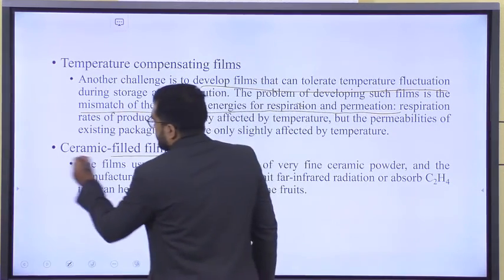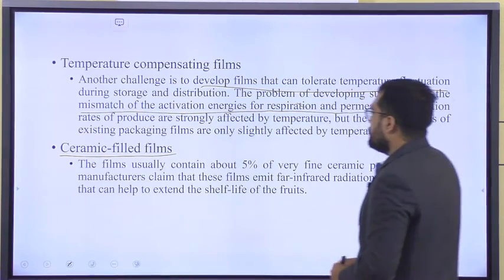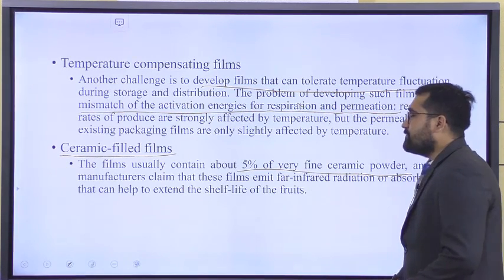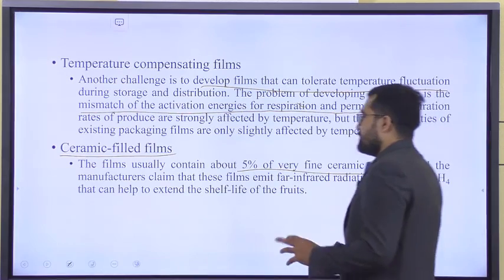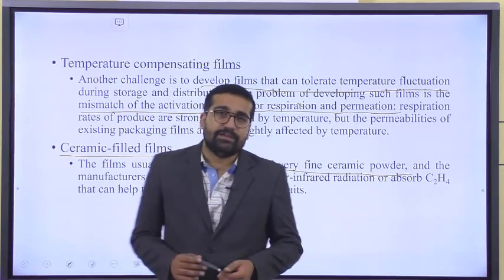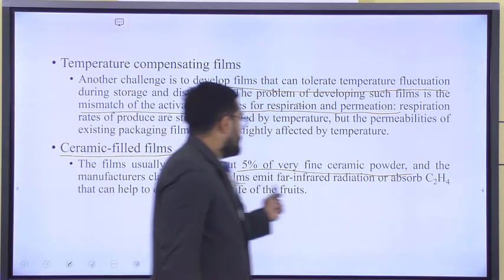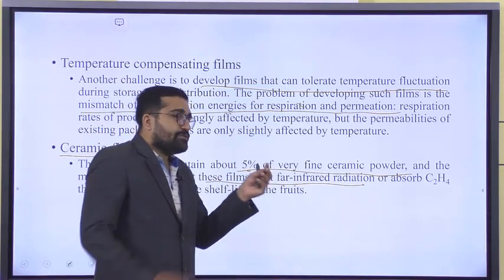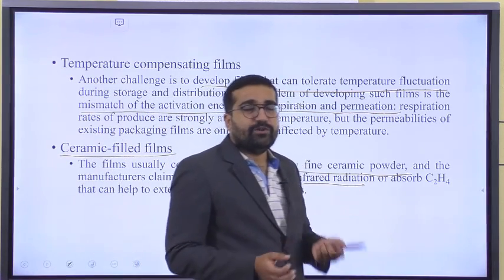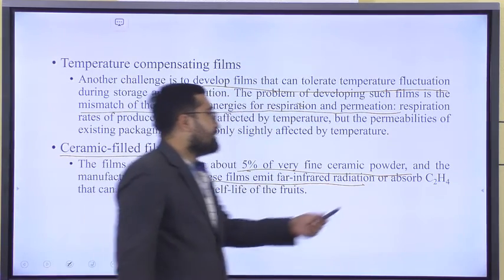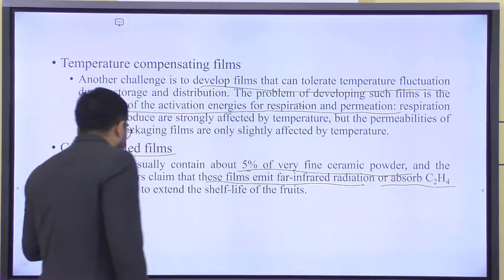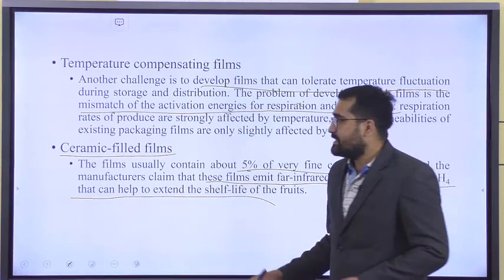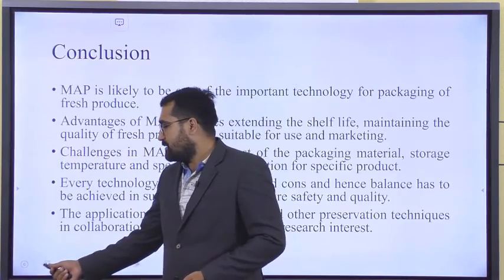Now next is ceramic filled films. So these films contain 5% of ceramic powder, and the manufacturer has claimed that it is good for infrared radiation. Okay, like this ceramic will absorb the infrared radiation and our product will not be affected by that. Okay, and it also absorbs ethylene gas, which again makes the ripeness of the product faster. So this is also helpful for retaining it. That's why we fill the films with the ceramic.